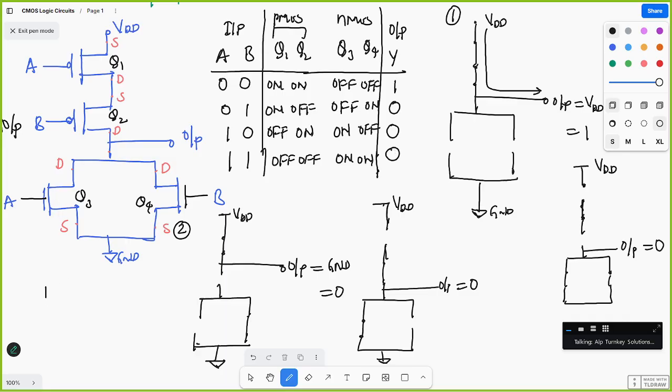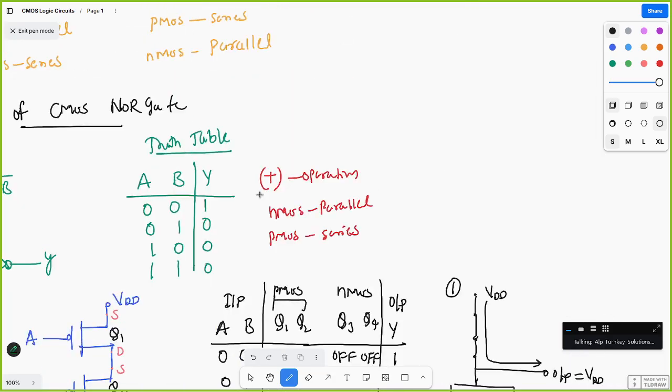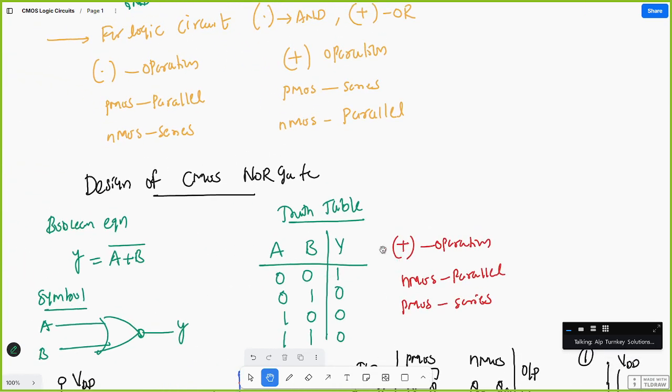Your task is you need to verify for the NAND gate. No need to tell now, you can do it yourself. NAND gate means just vice versa. For AND operation, what happens? This will be parallel and this will be series. PMOS will be parallel. Previously I told for OR operation. So for AND operation, PMOS will be parallel and NMOS will be series.